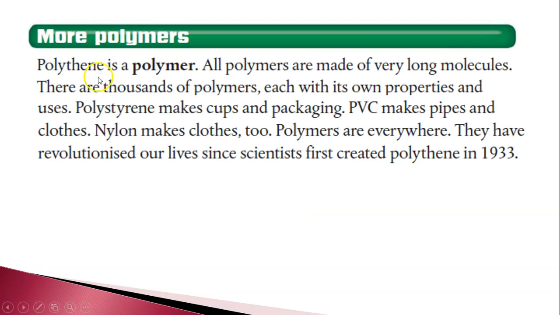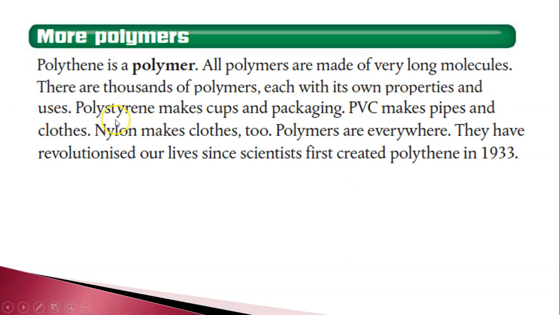More polymers. Polythene is a polymer. Until now we were learning about polythene. Okay, what is a polymer? A substance that has large molecules made up of atoms joined together in long chains is called a polymer. Polythene is a kind of polymer. Other than polythene, there are different kinds of other polymers. All polymers are made of very long molecules. There are thousands of polymers, each with its own properties and uses.